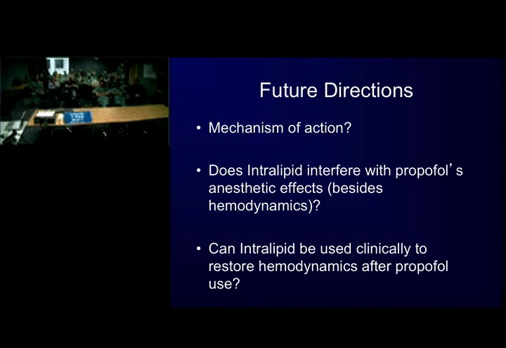And finally, after we answer these two questions, can Intralipid be used clinically to restore hemodynamics after propofol use? So again, that's the final step after coming up with these two answers.